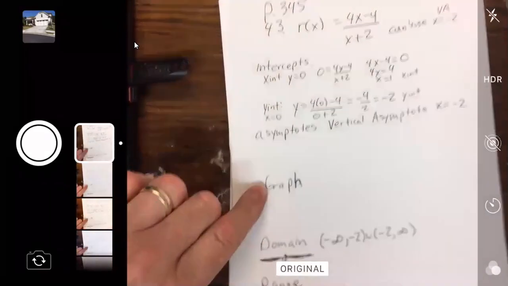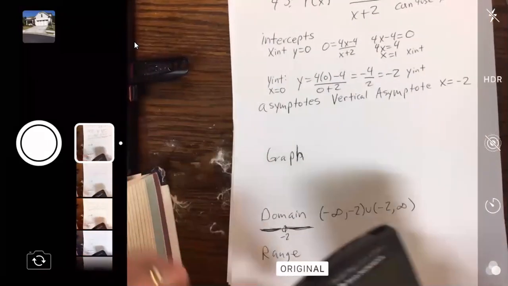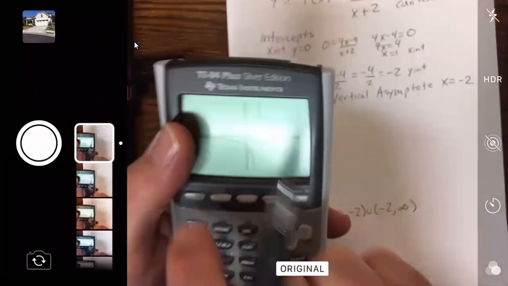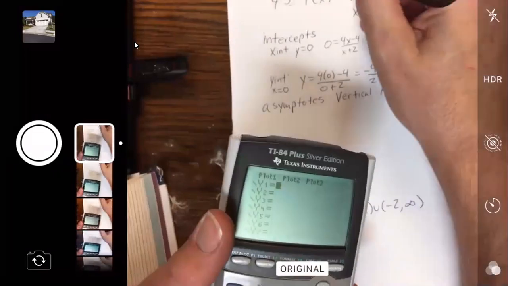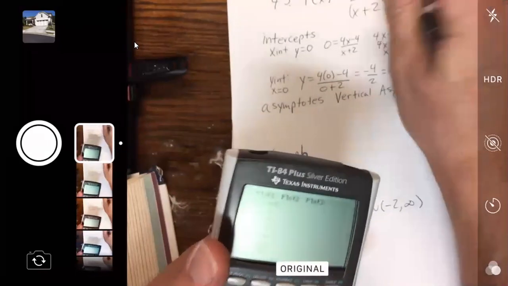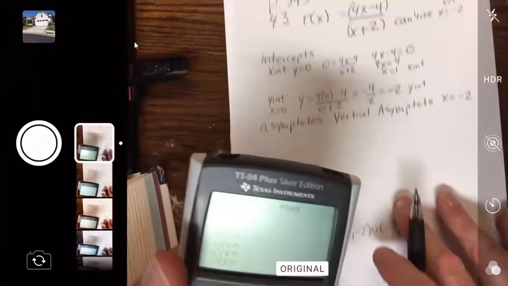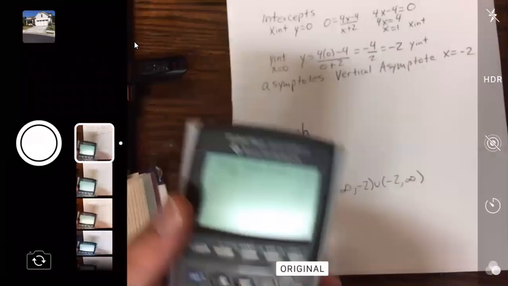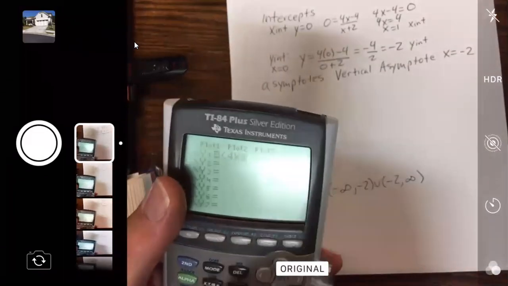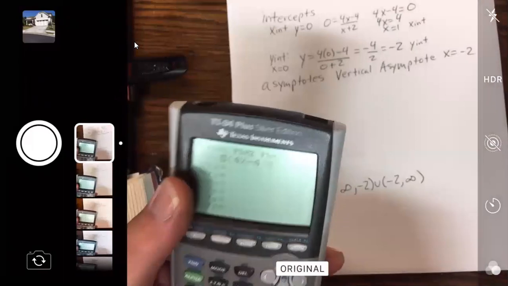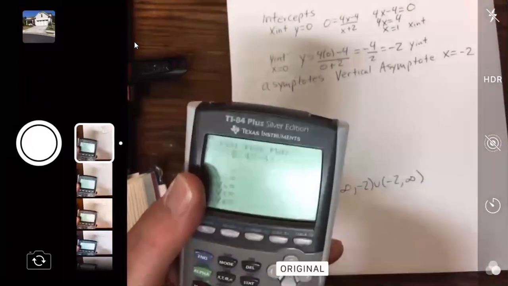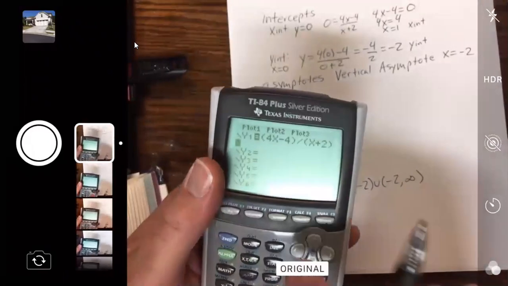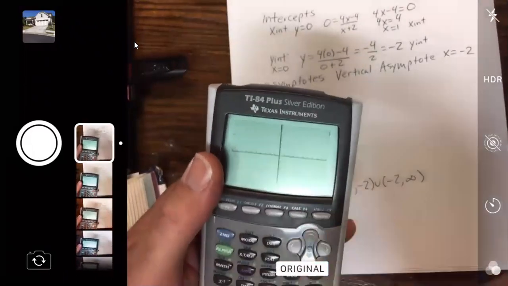Okay, let's get a graph, and off the graph we can read the range. You want parentheses around both top and bottom here. Parentheses 4x minus 4, parentheses x plus 2. Window, graph.